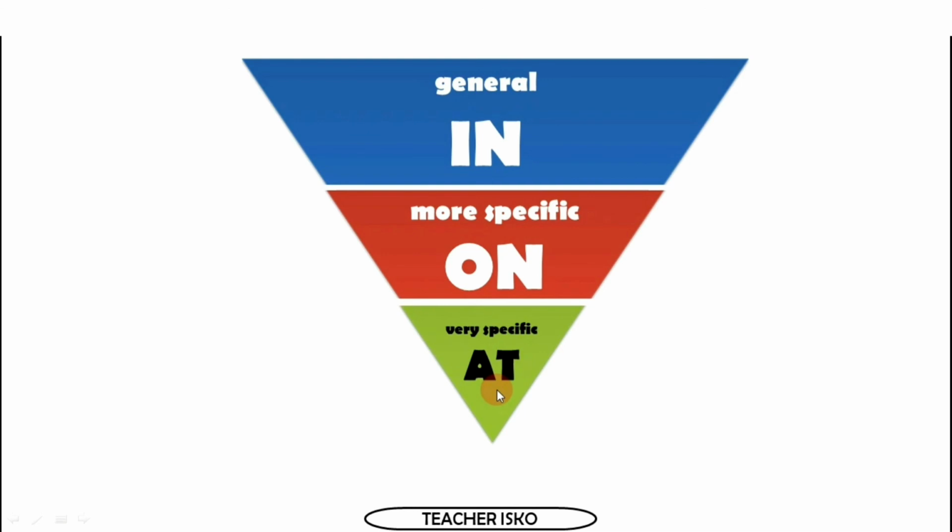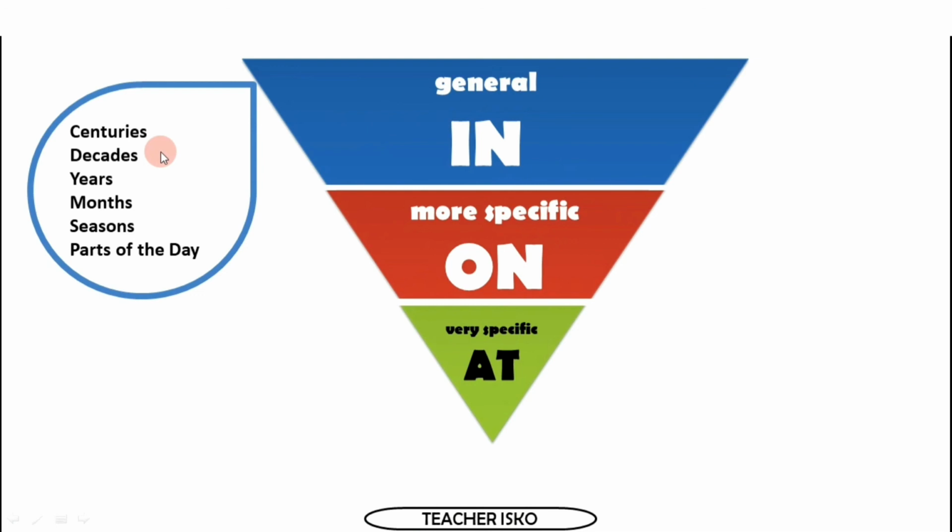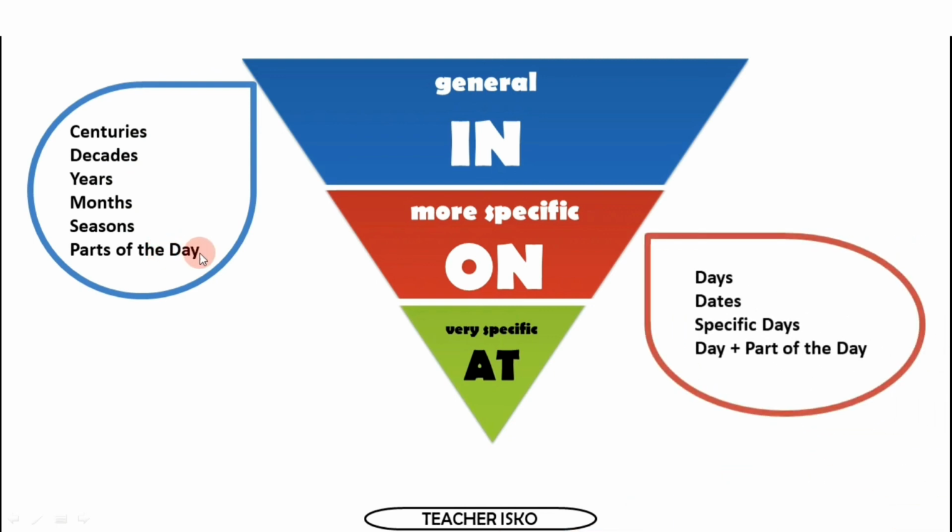This means that we use the preposition in referring to general time frames like centuries, decades, years, months, seasons, and parts of the day. In the next slide, I will give examples for each of them. Next, we use the preposition on in more specific time frames. When we say more specific time frames, this includes days, dates, specific days, and at some point in talking about a day plus part of the day. We'll also have examples for this later on.